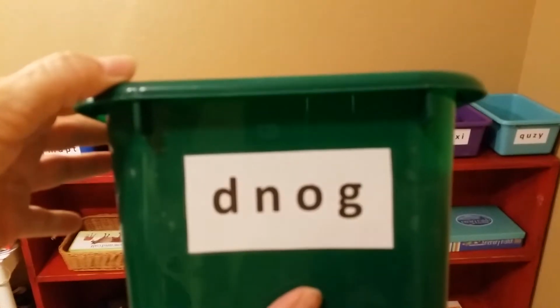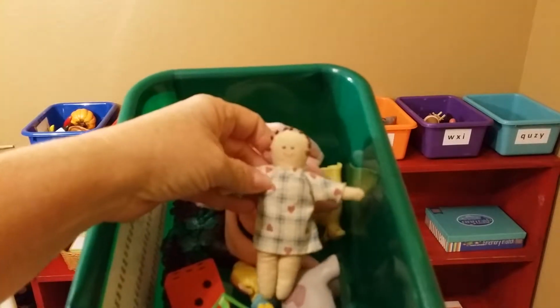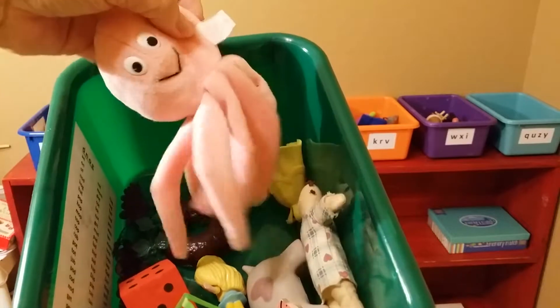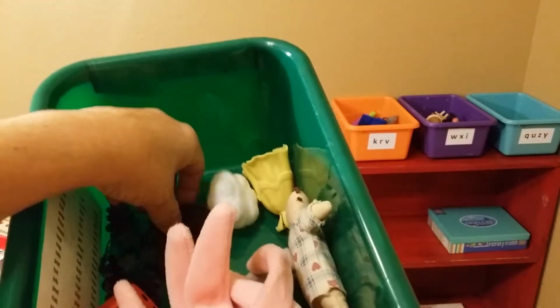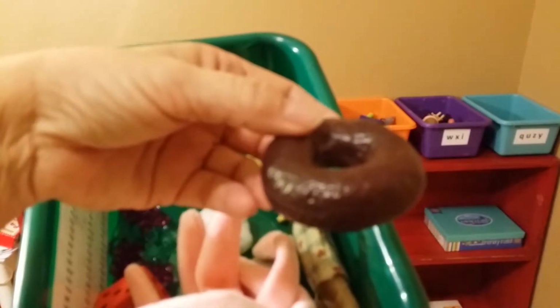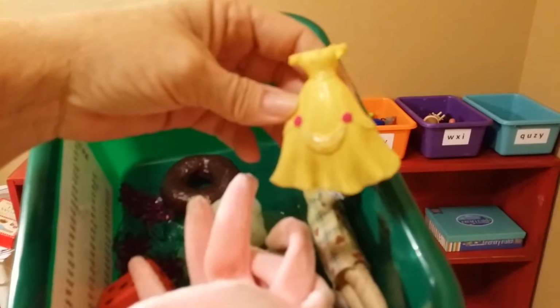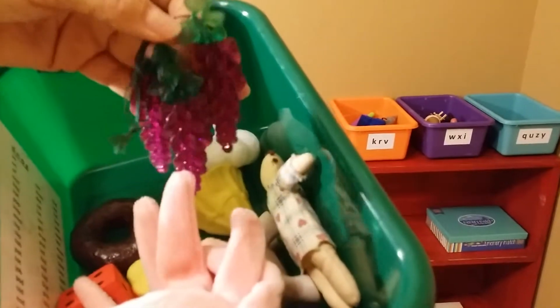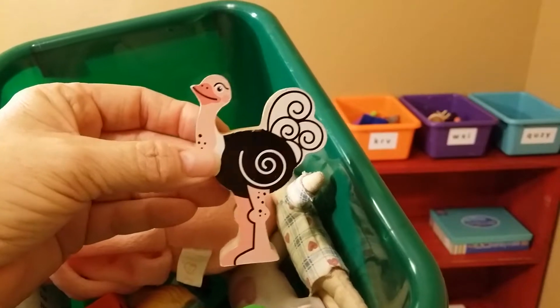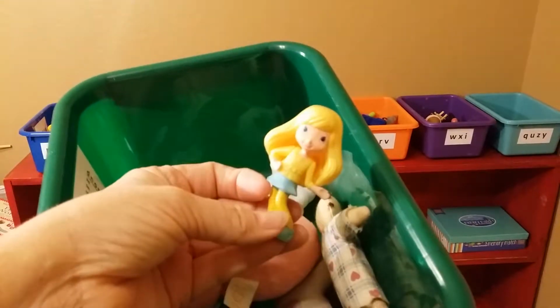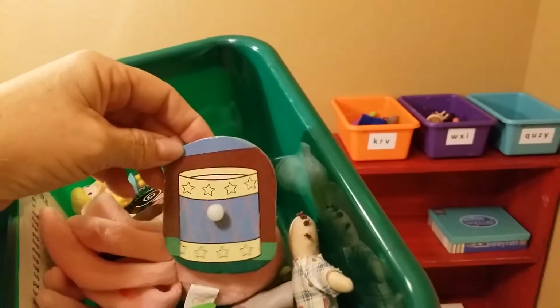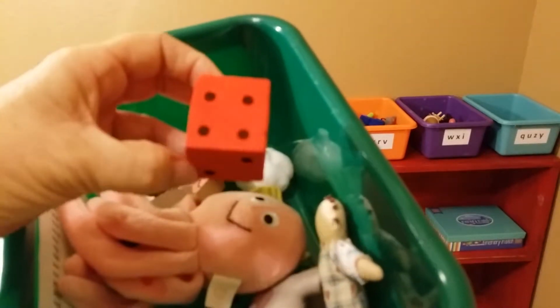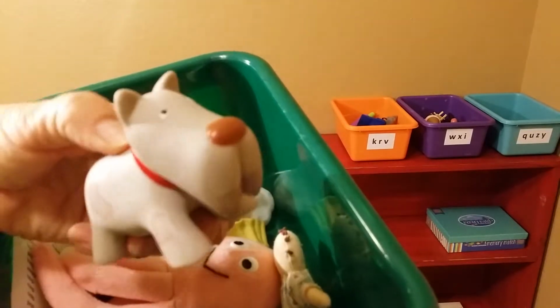The next basket is DNOG. Doll. Octopus. Donut. Dress. Garlic. Grapes. Ostrich. Girl. Drum. Dice. Glasses. Dog.